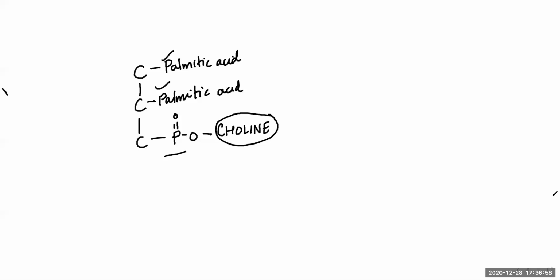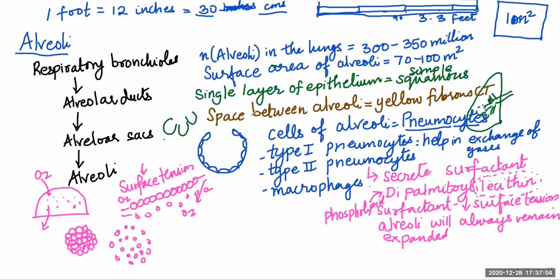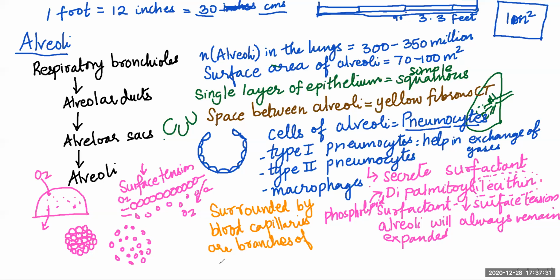Now, coming back, these macrophages help in engulfing in case any microorganism goes in the lungs. Now, this entire thing, the alveoli are completely surrounded by blood capillaries. They are surrounded by blood capillaries for exchange of gases. And these blood capillaries are branches of pulmonary artery, which means they carry deoxygenated blood.